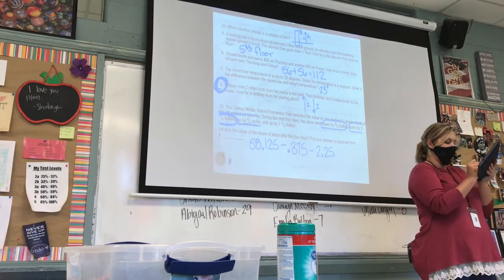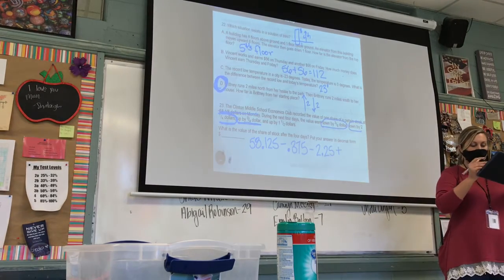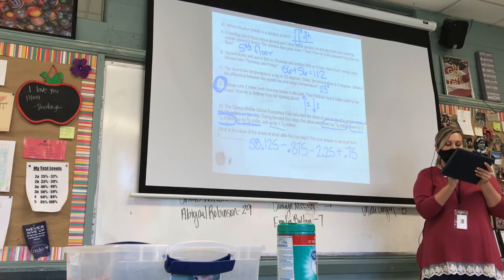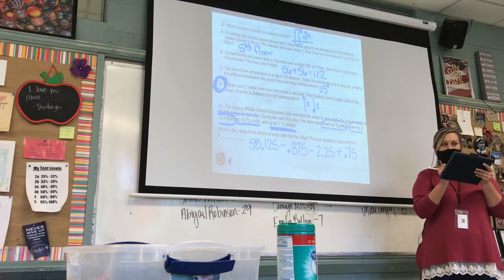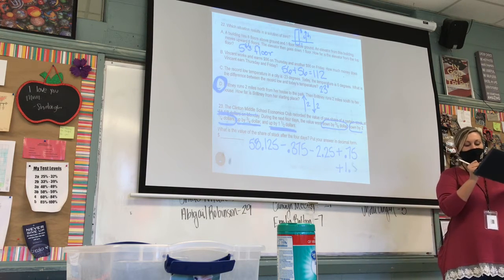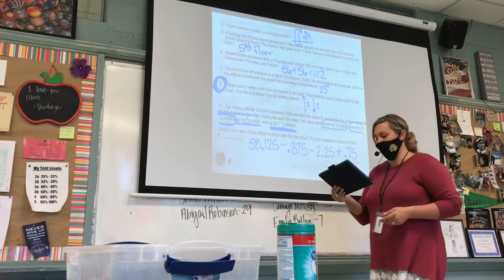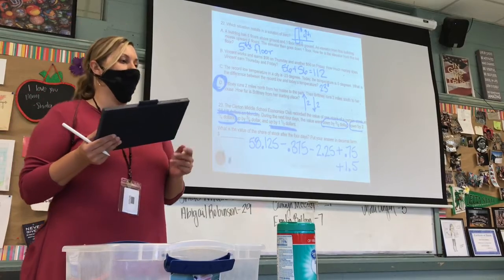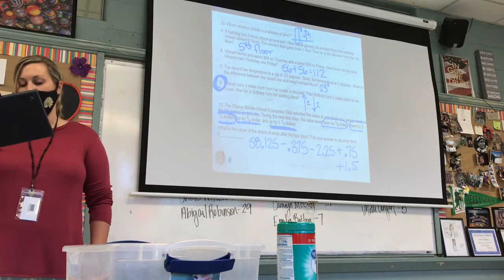Up means we're what? Adding. 3/4 means 0.75. And finally we go up by 1.5. Up means what? Adding. 1.5 means 1.5. So very carefully put that in, and you're going to get me the price of the stock after 4 days.